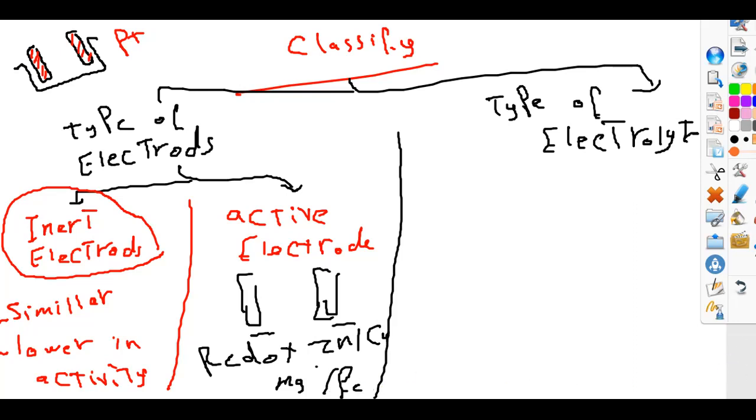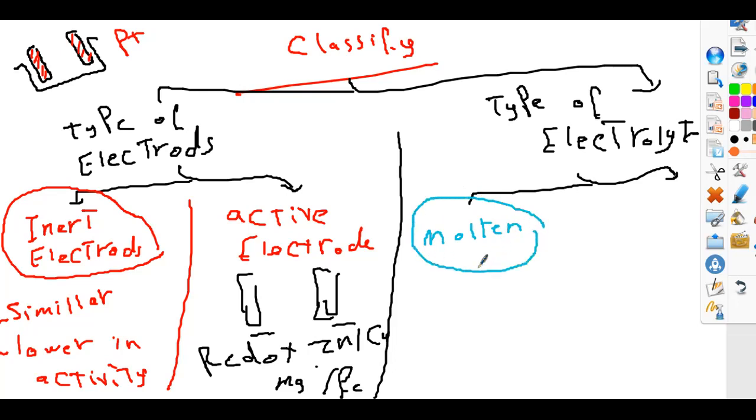Then let's see the second classification for the electrolytic cells. The second one is the type of electrolyte. We agree that the electrolyte is made up of ionic compounds that contain free ions, even when molten. The first form for the electrolyte may be molten, like molten NaCl, or an aqueous solution.